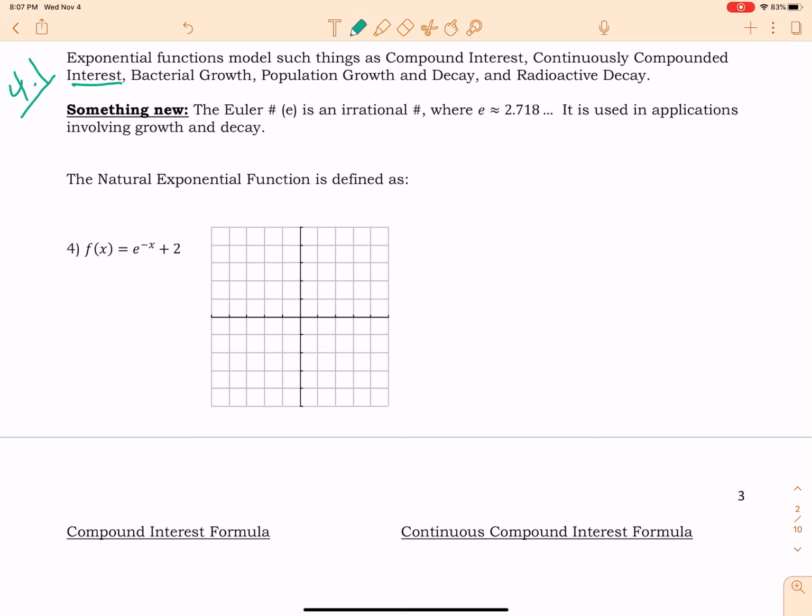All right, pre-cal pumpkins. We are still dealing with 4.1. This is video 3. I'm just going to talk to you a little bit about exponential functions.